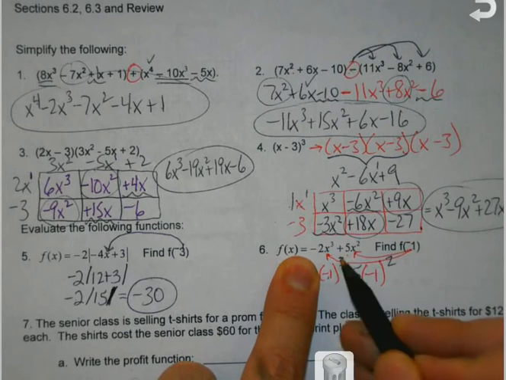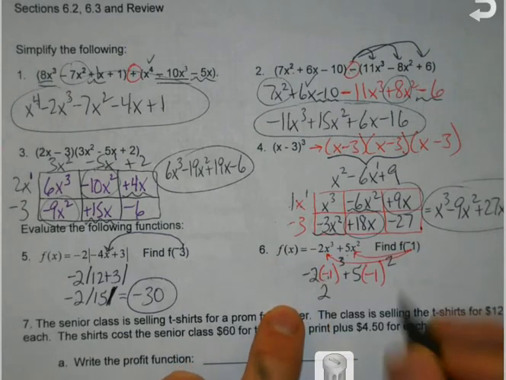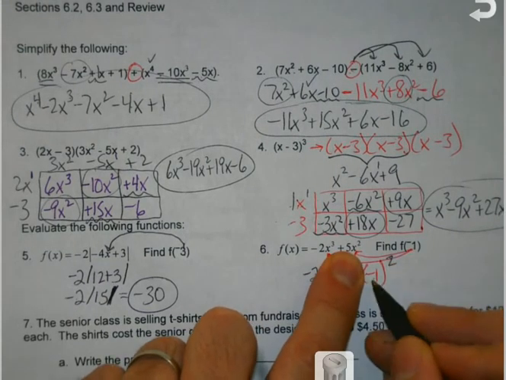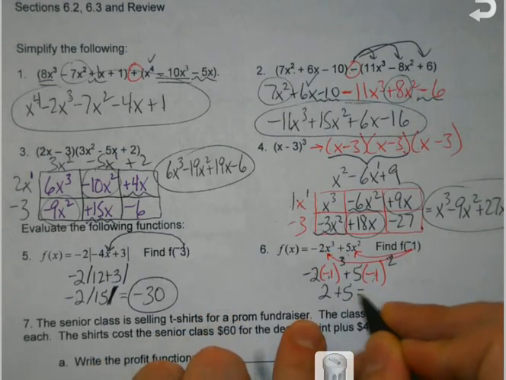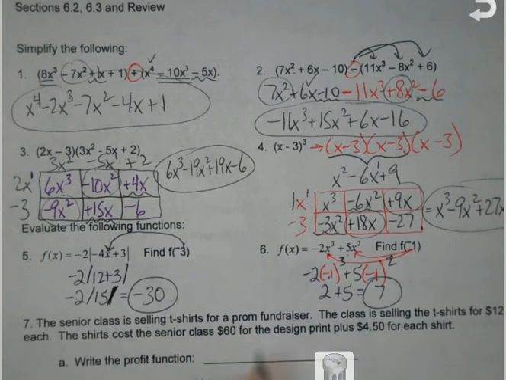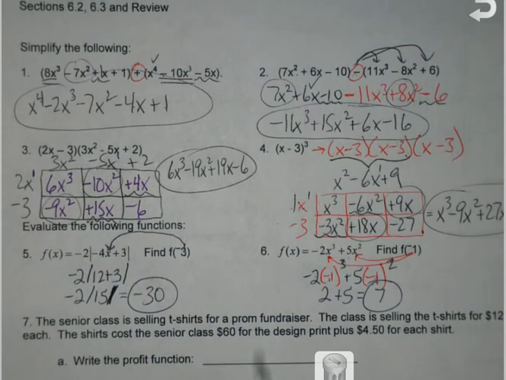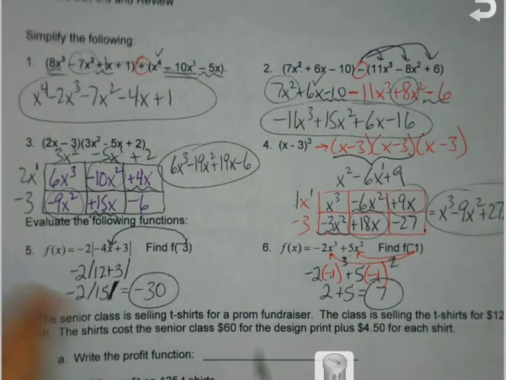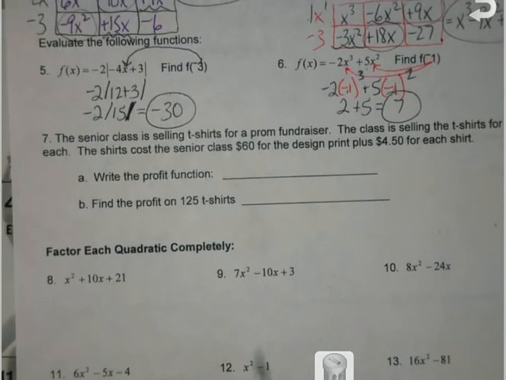Negative 1 cubed is negative 1. Times negative 2 is positive 2. And then here, negative 1 squared, and you can use the calculator for that too if you want to, is 1, times 5 is 5. So I have to be careful of these things. And 2 plus 5 is going to be 7. Okay? But again, calculator's legal. You could even do the store function on that if you really wanted to.